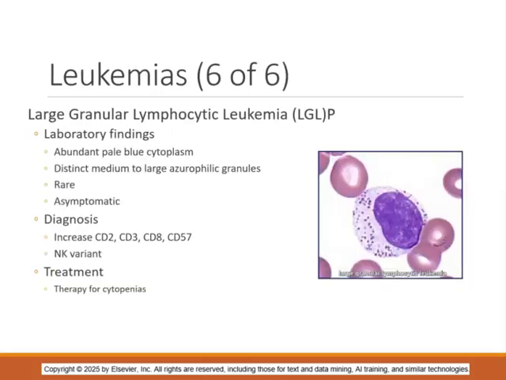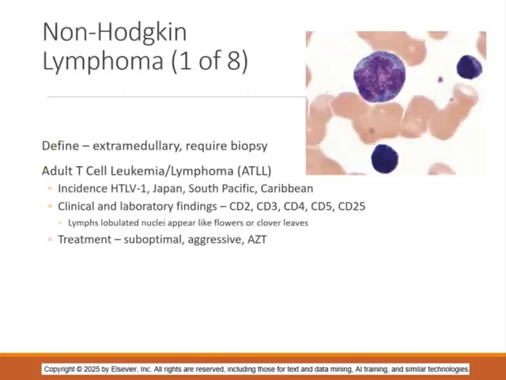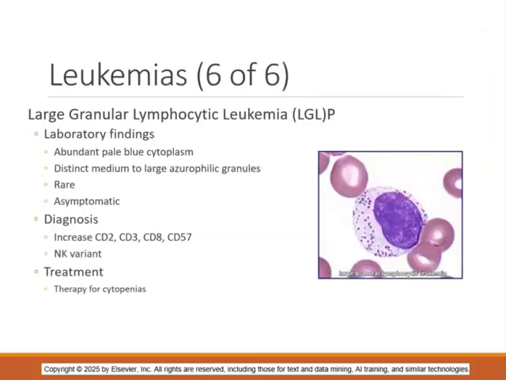The next one is the large granular lymphocytic leukemia, LGL. Here we have the cytoplasm. It's pale blue, a whole bunch of it. It has no eosinophilic granules, so do not confuse this with the myelocytic series because it's blue cytoplasm. The nucleus is pretty routine for a lymphocyte. It's rare. The patients are usually asymptomatic. They don't even know they've got it. The CD markers show CD2, 3, 8, and 57. And there is a natural killer cell variant, NK variant. I apologize, this thing keeps jumping. So treatment is blood transfusions, giving them platelets, whatever. Just treat the symptoms they've got.